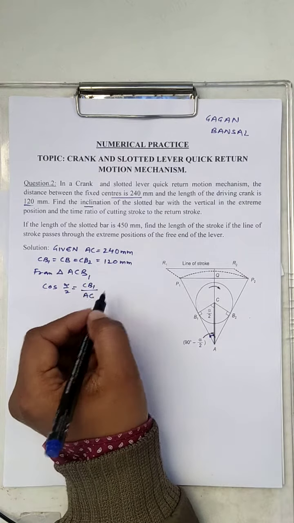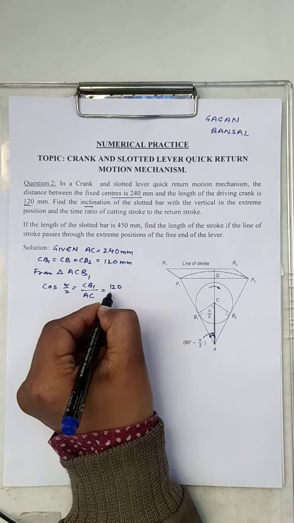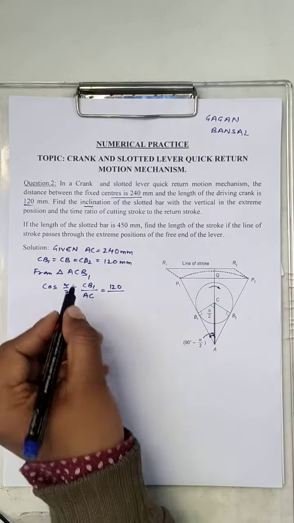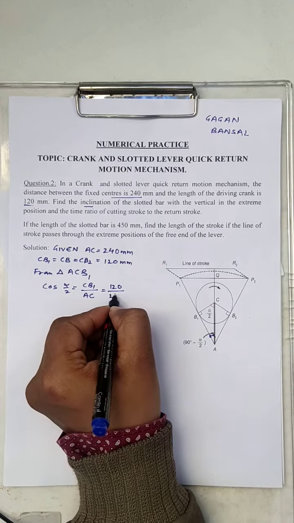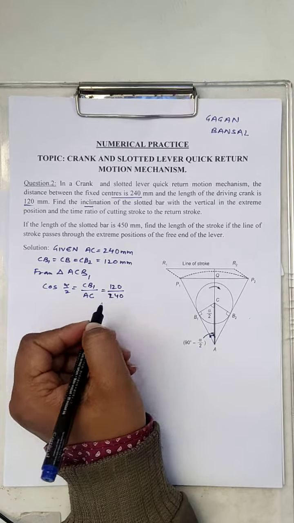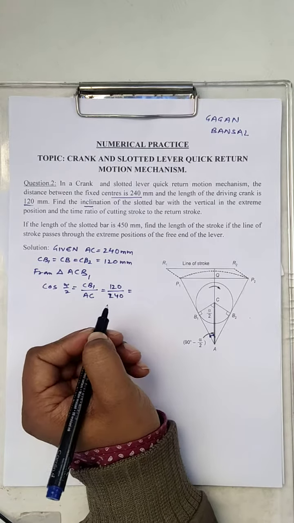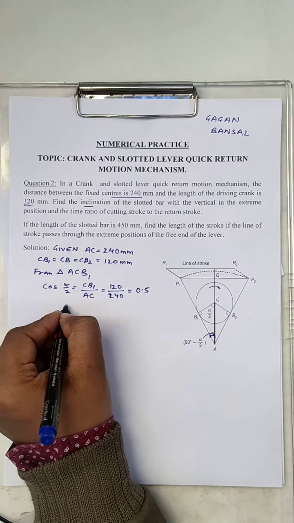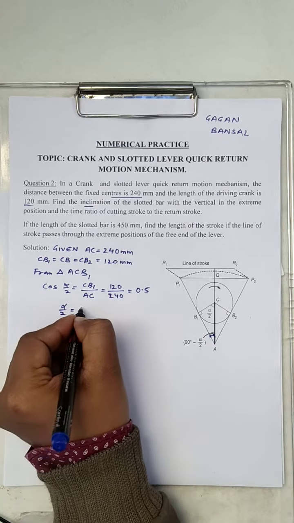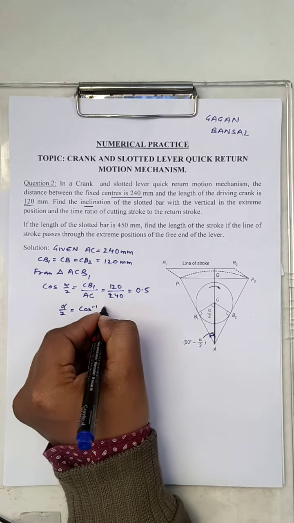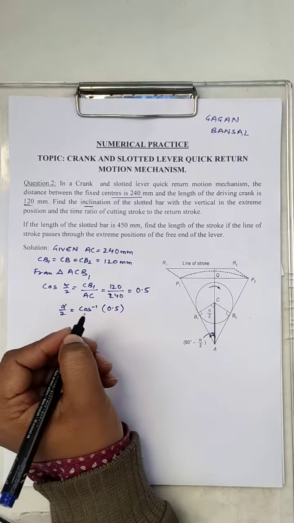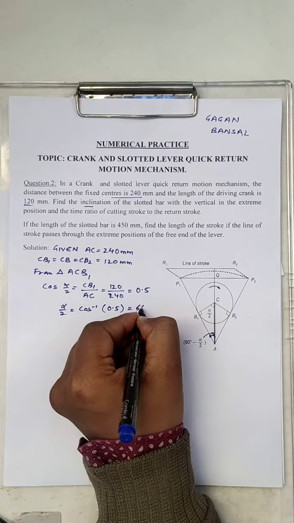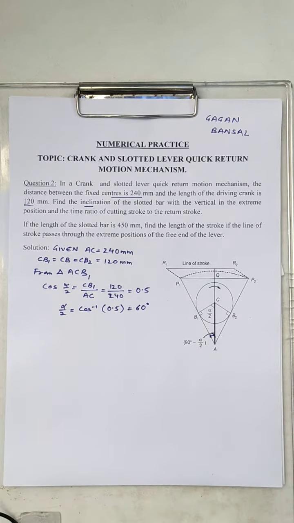CB1 is given to us as 120 and AC is given as 240. So it is 0.5. So alpha by 2 equals cos inverse 0.5, that is 60 degrees.